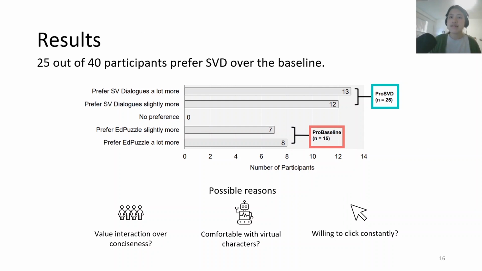So the result is that 25 out of 40 participants prefer SVD over the baseline, as you can see from this plot. They give some possible reasons for this. The first one is that if you value interaction over conciseness, then you would prefer SVD. The second reason is if you're comfortable with virtual characters, you don't find them uncanny easily, then you would prefer SVD. And the last reason is if you're willing to click through the messages constantly, you would prefer SVD. Whereas if you want to just sit back and watch, then you would prefer the baseline in-video quizzes more.